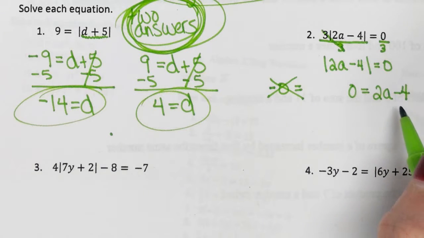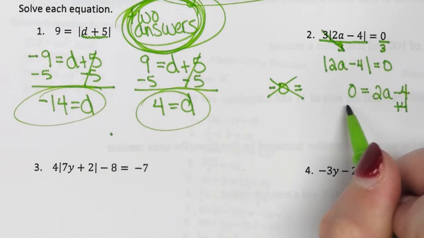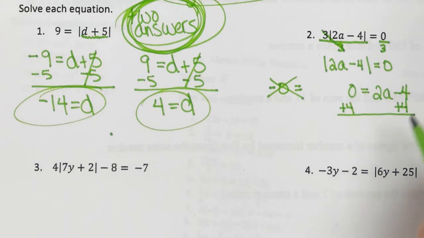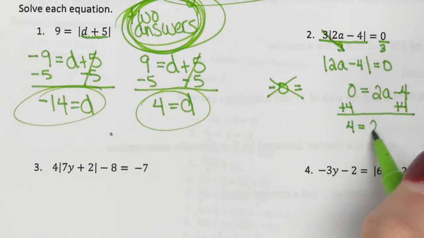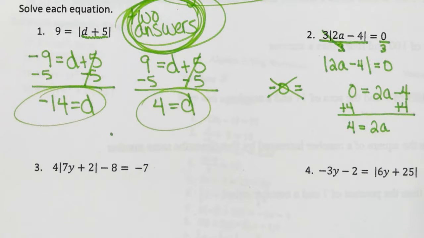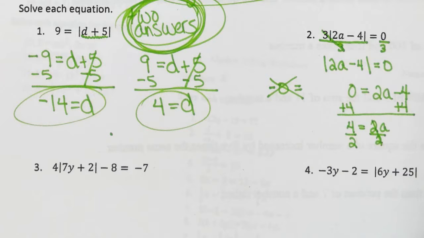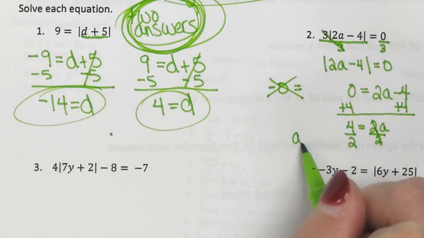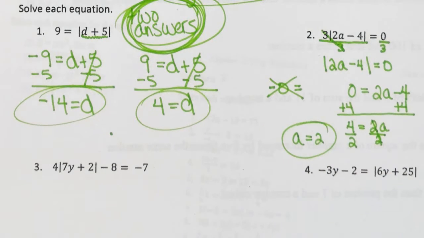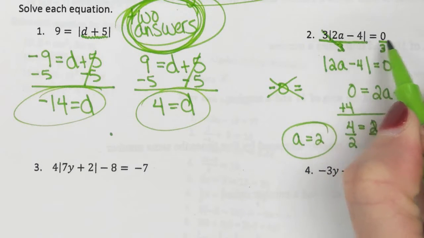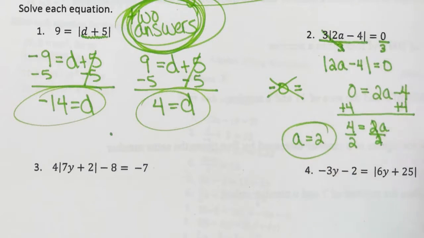What can I do first? Add 4. So I got 4 equals 2a. Divide by 2. Yeah? Look at y'all, y'all pros at this. So what's my answer? 2. All right, plug it in. What's 2 times 2? 4. Minus 4 is 0. Got it? All right, here we go.